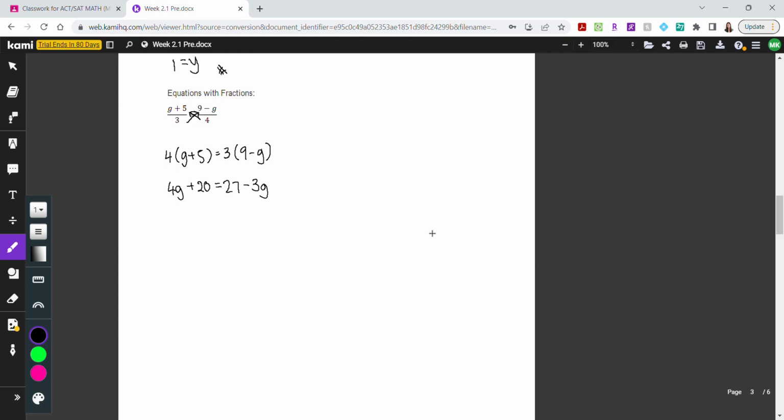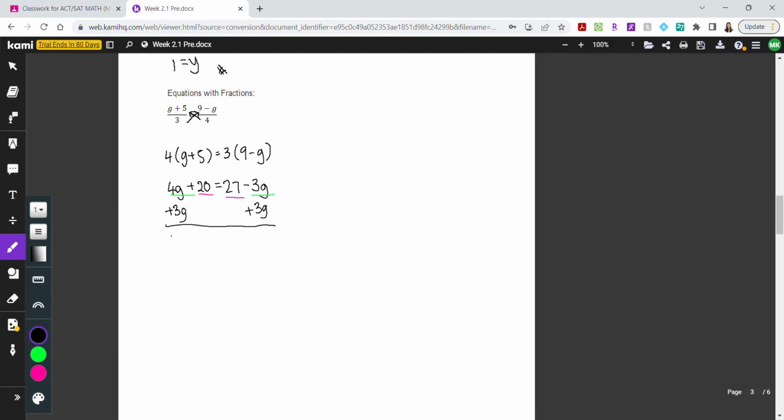All right, again, as you can see, we want to combine the like terms. All right, so let's do the g's first. I want to get rid of negative 3g on the right side of the equation, and in order to do that, I'm going to add 3g to both sides.